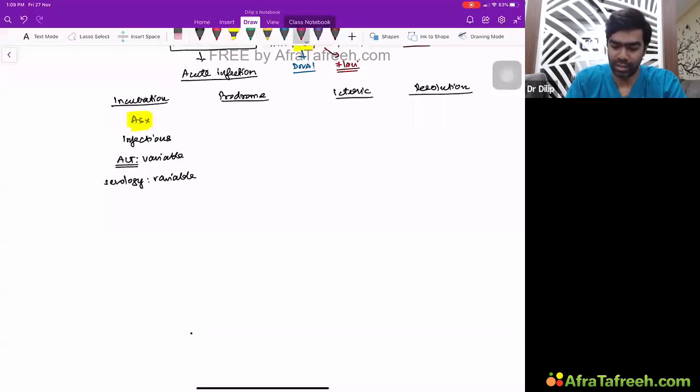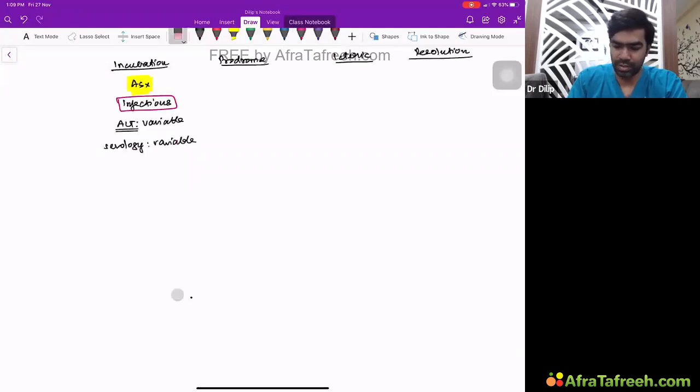And the patient is still infectious during this period. So even when they are asymptomatic, they're still infectious. But the serology and ALT are highly variable. They can have liver damage, or they may not have liver damage, or the serology may be positive or may not be positive. We don't know, depending on the incubation period.